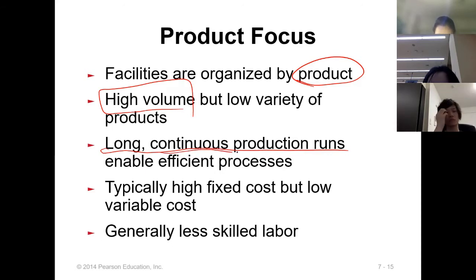So a long continuous production run enables efficient processes, but very high fixed costs, very high initial investment, especially in automation. There's a lot of automation and low variable costs, because you don't use a lot of labor. There's no labor. It's a lot of fixed machinery. So generally less skilled labor.